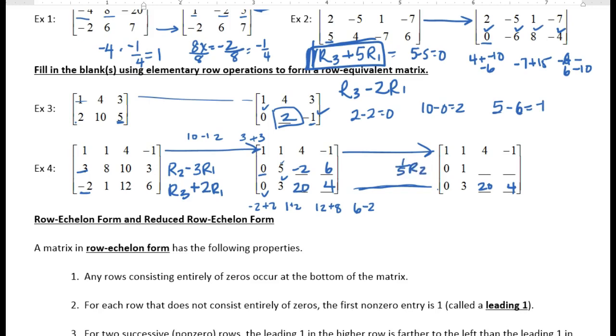So 0 times 1/5 is still 0. 5 times 1/5 is 1. -2 times 1/5 is -2/5, and that's okay. 6 times 1/5 is 6/5. And so you can see the progression of what happened here. We got leading zeros in our rows, and that's what we wanted. Okay, so we're going to pause here and do the rest of the notes in a separate video. We'll tackle row echelon form there.